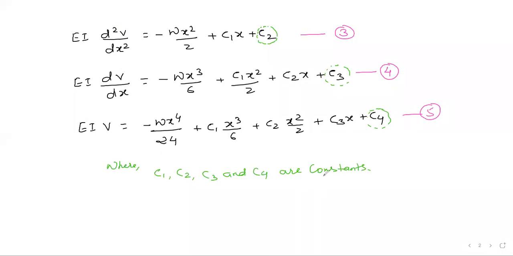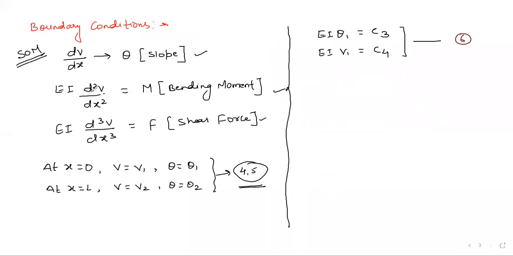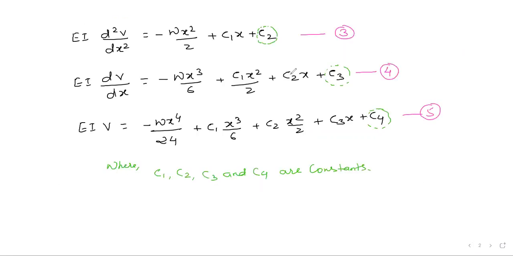And dv by dx, what is dv by dx? Already we have discussed, dv by dx is nothing but theta. So you can keep it here, theta. And at x is equal to 0, theta is taken as theta 1. So we will get EI theta 1 is equal to C3, because the remaining terms will become 0. Only this C3 will be left, right?